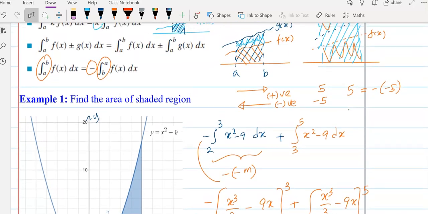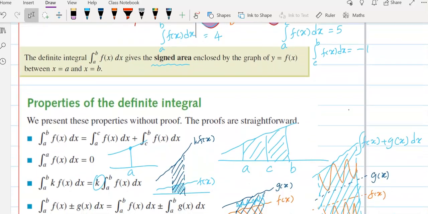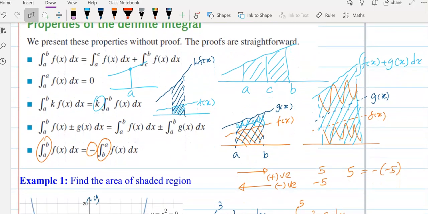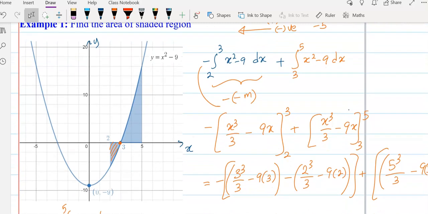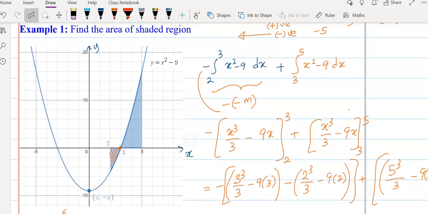Okay, ladies and gents, that's it from me. So the learning intention was to use the definite integral and apply that to signed areas. We worked on this example in both cases now. Hope you understand now what a signed area is.